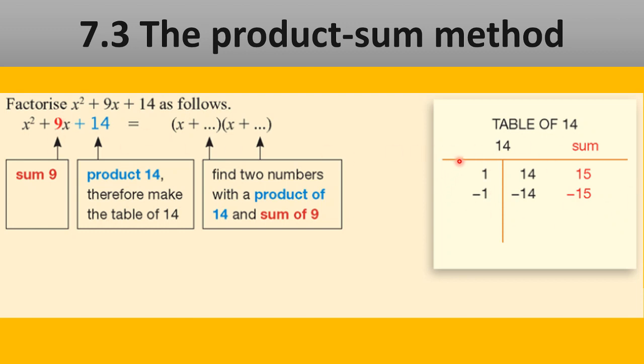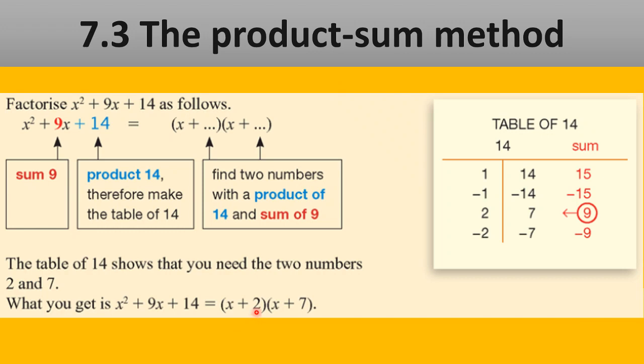Let's try the next one. 2 and 7. And minus 2 and minus 7. Now I'm done. Why? 2 plus 7 is 9. So my sum is 9 for 2 and 7. And the product I already know is going to be 14, otherwise it wouldn't be in this table right here. So what's going to be my factorization? Using the ProductSum method, I find x plus 2 and x plus 7. Or as I said, x plus 7, x plus 2, which is exactly the same.